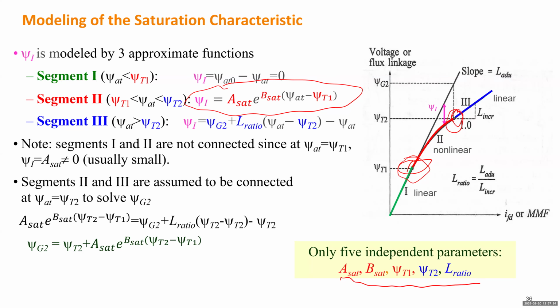So we need the coefficient for the exponential function and another coefficient b in the exponent, and we need the boundary values of the middle segment, and we also need to know the slope of the top segment.